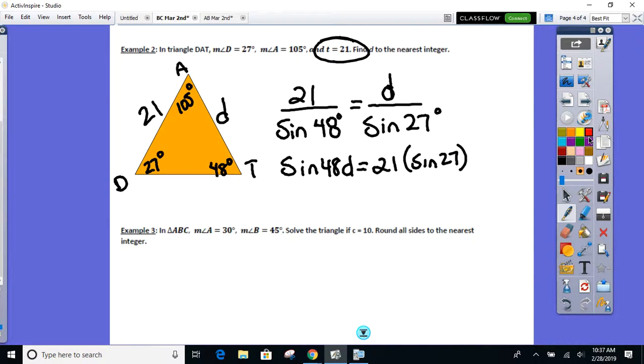What do you divide both sides by? Sine of 48.